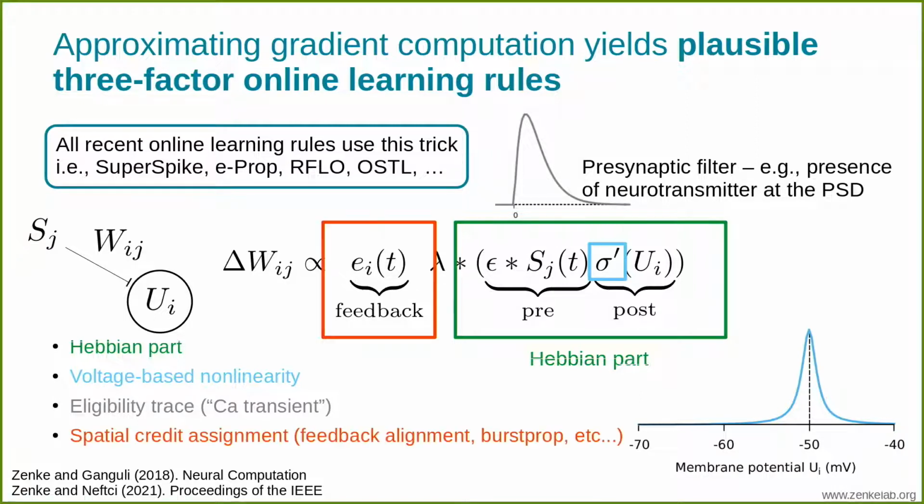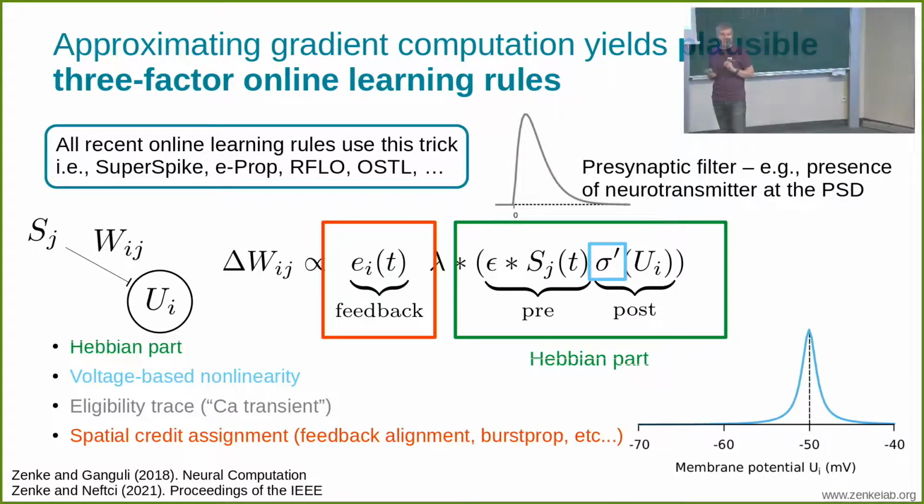And then finally, there's this ominous feedback term, and that's actually the most interesting one, because there it's the least clear how neurons implement this. And it really takes care of spatial credit assignment. And there's a lot of ongoing work on figuring out how, in a biologically plausible way, real neural networks could solve this.